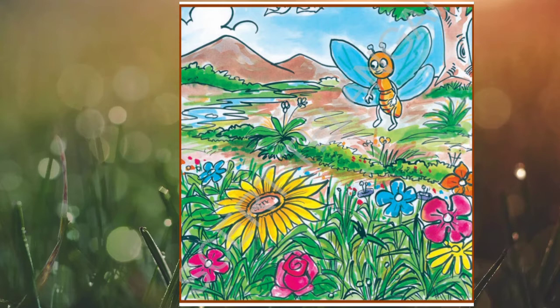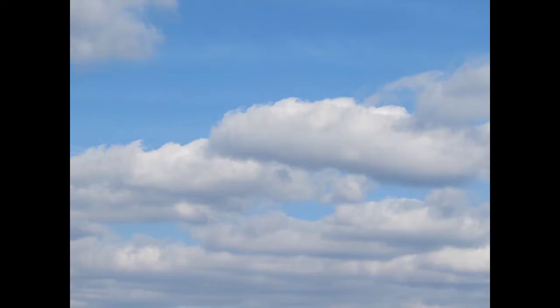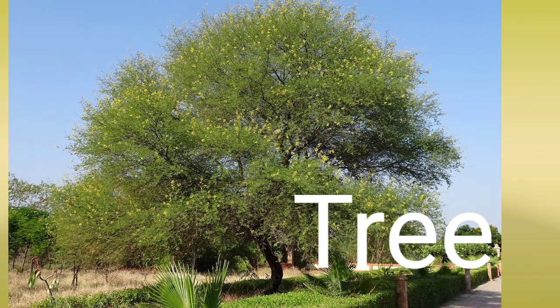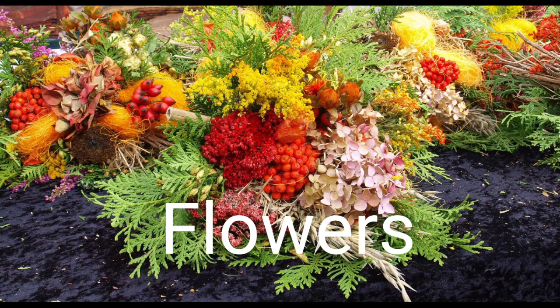Children, look at this picture. It's a very beautiful picture, you know. What are you observing in this? We observed in this picture clouds. We get rain from these clouds only. Tree. We have so many trees around us. Flowers. Beautiful flowers.